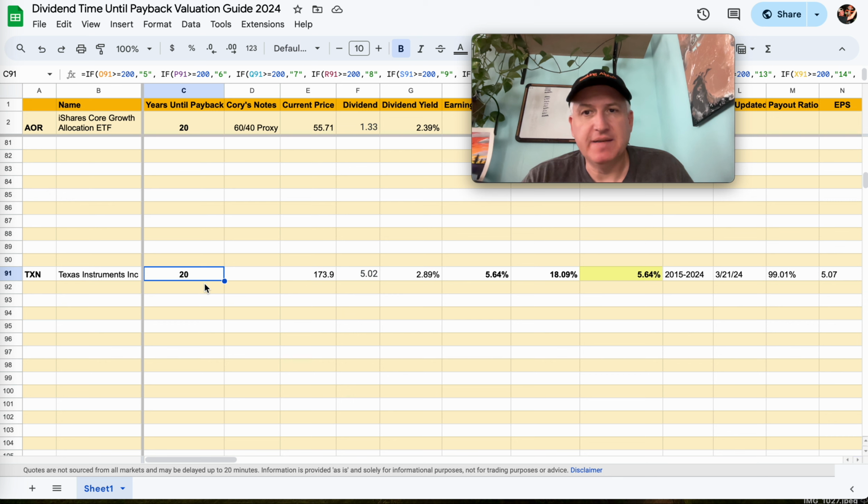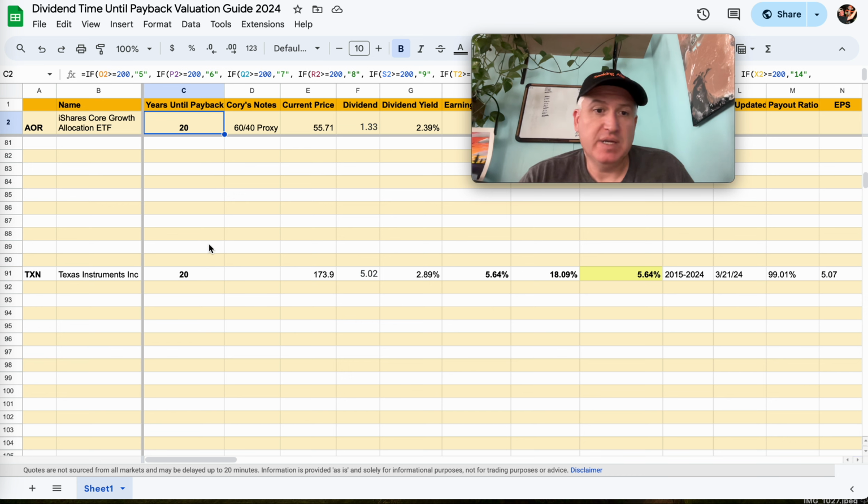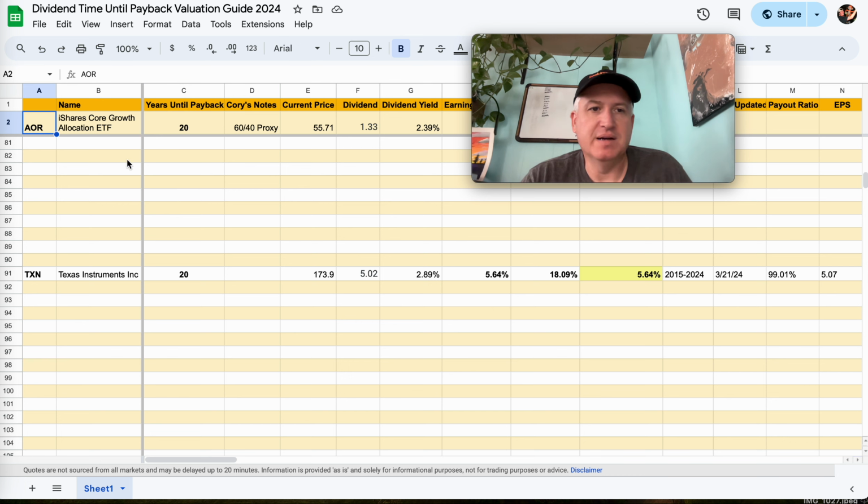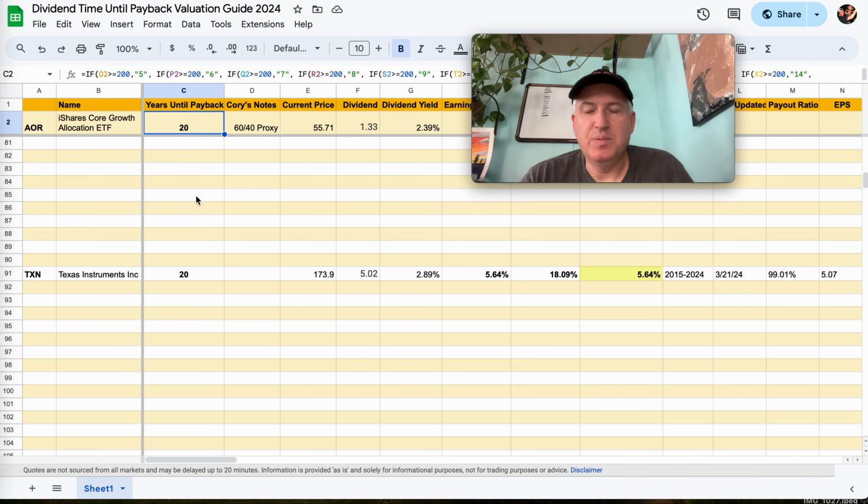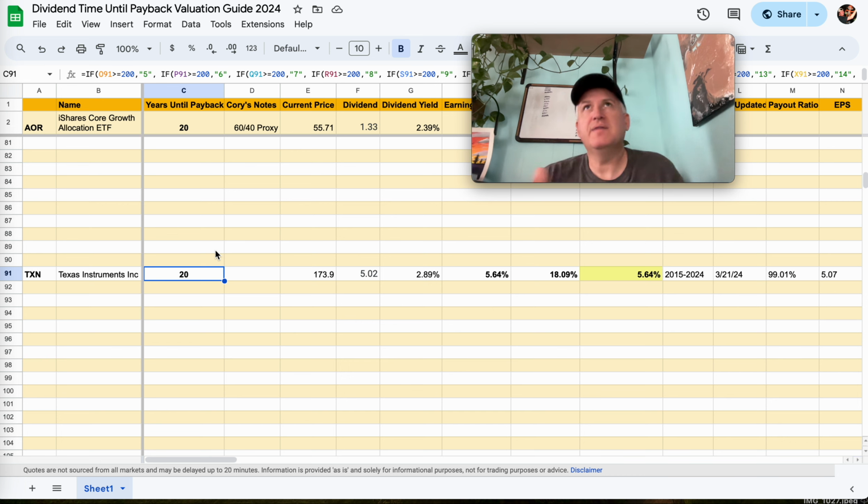for strict dividend investing. Now, on a relative scale, I like to compare dividend growth investing to a 60-40. It's actually valued relatively the same as a 60-40. So that's what this ETF is. It's roughly a 60-40 ETF. You would probably earn your money back in about 20 years, which is the same time as Texas Instruments. So on a relative basis, fairly valued, but I think the 60-40 is overvalued.